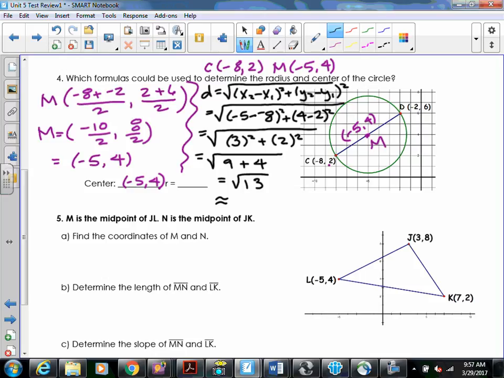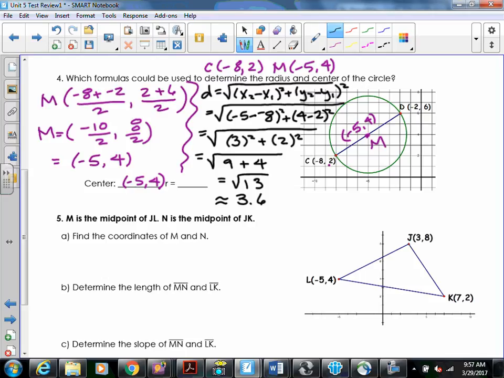I got 3.6. Okay, it's approximately 3.6. Okay, so that would be your radius. Either one of these, the square root of 13 or 3.6, is acceptable as an answer for your radius.